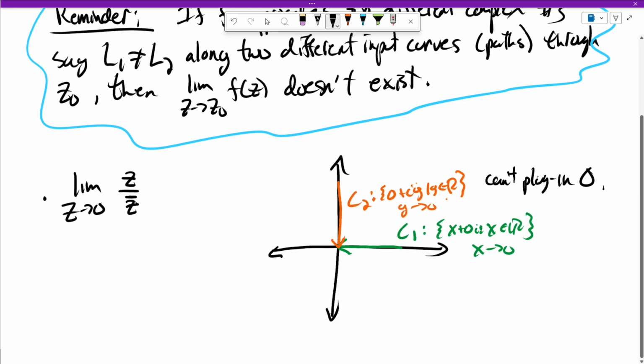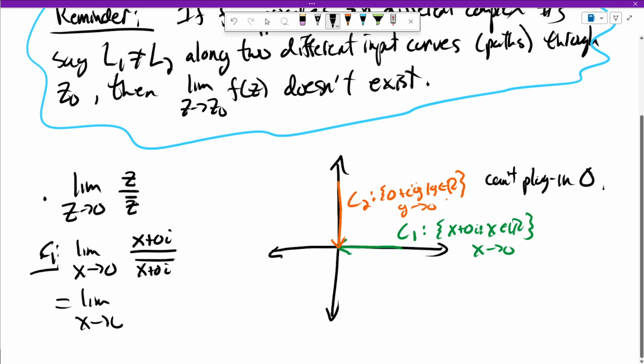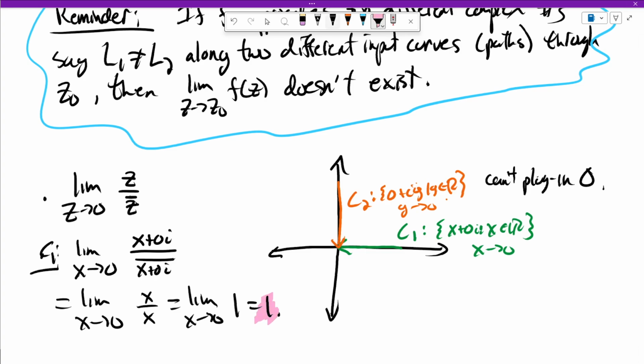So what we're going to do to try to compute this limit is approach along C1 and see what happens. So we have the limit as x goes to 0 of z over z bar. So that's x plus 0i over x plus 0i bar. That's the limit as x goes to 0 of x over x, because we conjugate the imaginary part. There's no imaginary part. And now we can do some algebra. That's 1, and we get 1. All right, so let's pocket this. This is our limit if we're approaching along the real axis.